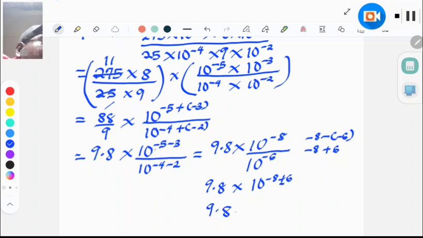So finally our answer will be 9.8 times 10 raised to the power of negative 8 plus 6, which will give us negative 2. So this is the answer.